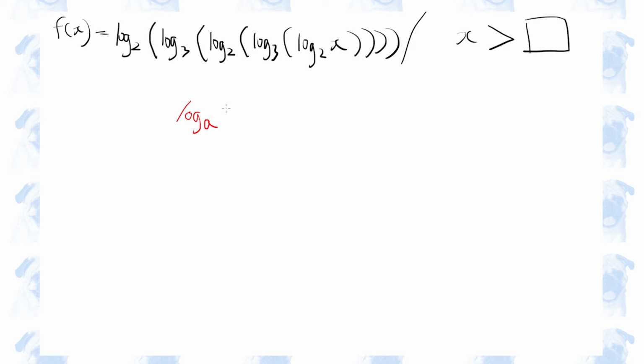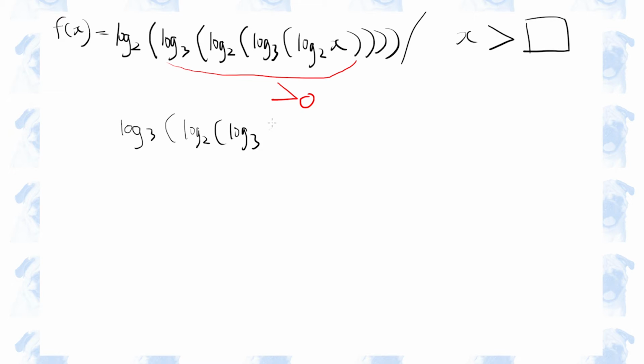Log base a of b implies that b must be a positive number. Therefore, what's inside log base 2 here must be a positive number. So we have the following inequality: log base 3 of log base 2 of log base 3 of log base 2 of x, 3 pairs of parentheses. This expression must be greater than 0.